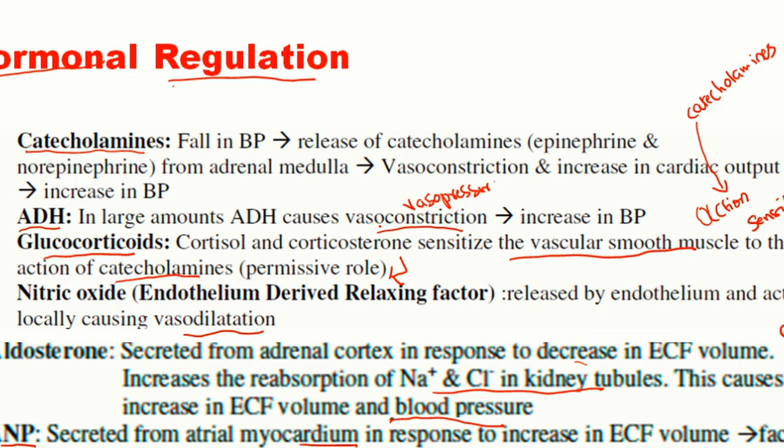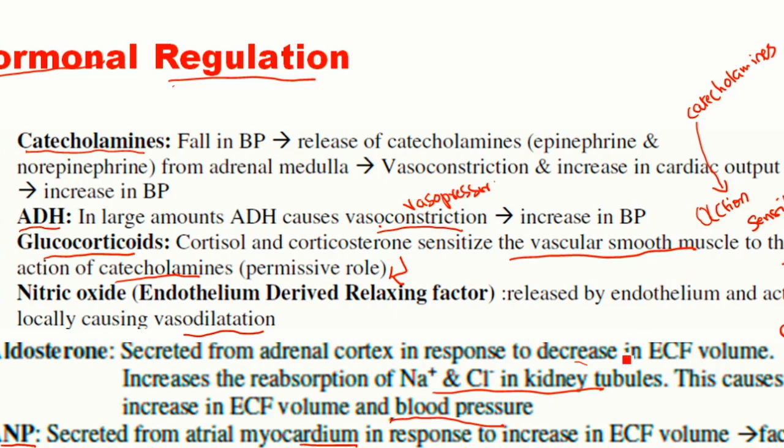So many hormones are involved in controlling blood pressure, though not very effectively, but anyway they control the BP: catecholamines, ADH, glucocorticoids, nitric oxide, aldosterone, and ANP.